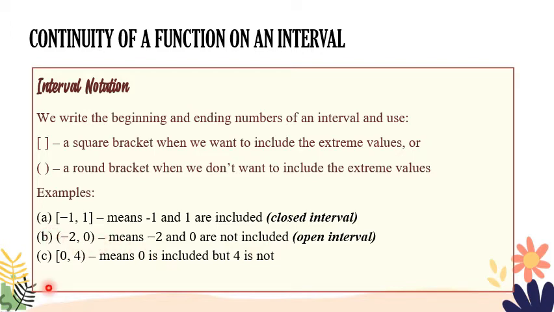And for letter C, we can have a combination. So we have a square bracket. So it's the interval from 0 to 4, including 0, but not including 4. Okay? So 0 is included, but 4 is not included. So that's the review for interval notation.